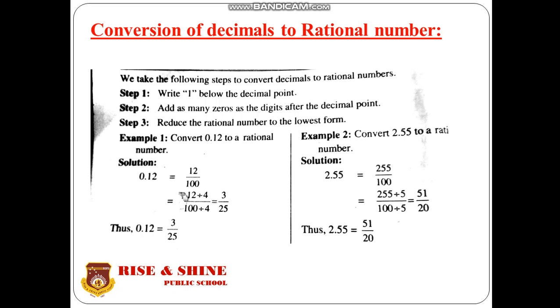Same like this, in example 2 we have the value 2.55. First we convert it into a rational number, so we get 255 by 100. Now students, we have to divide the whole fraction by 5, so the answer will be 51 by 20.